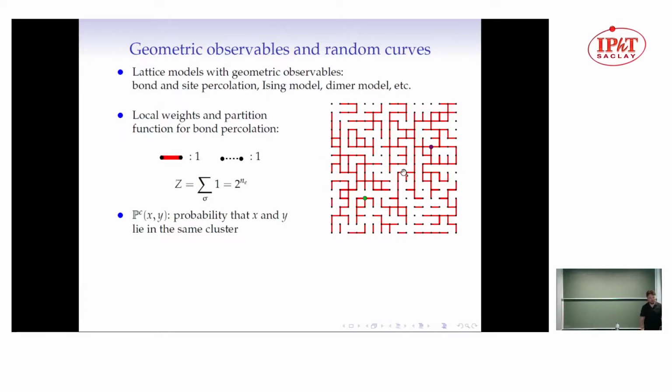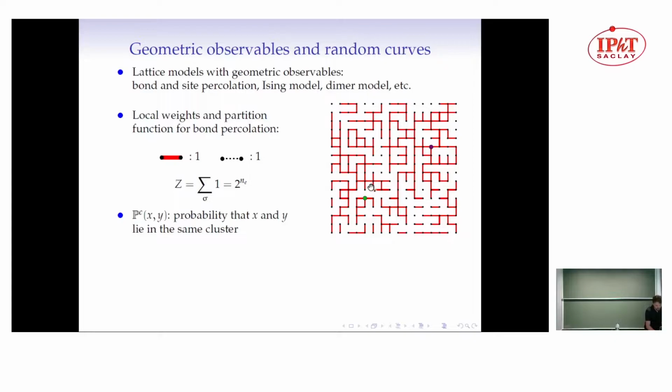So as a local model, this is a trivial model. If I call sigma_i and sigma_j the various edges, well, they are independent, so their correlation functions trivially factorize as products. And so the interest behind this model is not local, but rather in the non-local properties of the clusters.